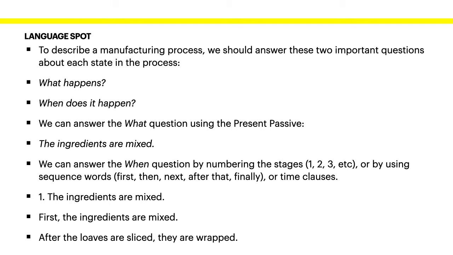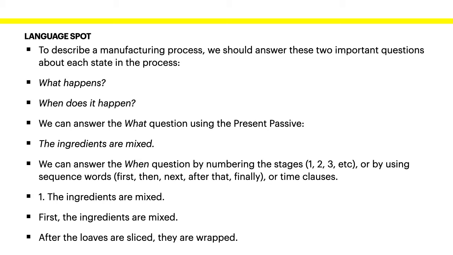We can answer the what question using the present passive. For example, the ingredients are mixed. We can answer the when question by numbering the stages 1, 2, 3, etc. or by using sequence words: first, then, next, after that, finally, or we can use time clauses.